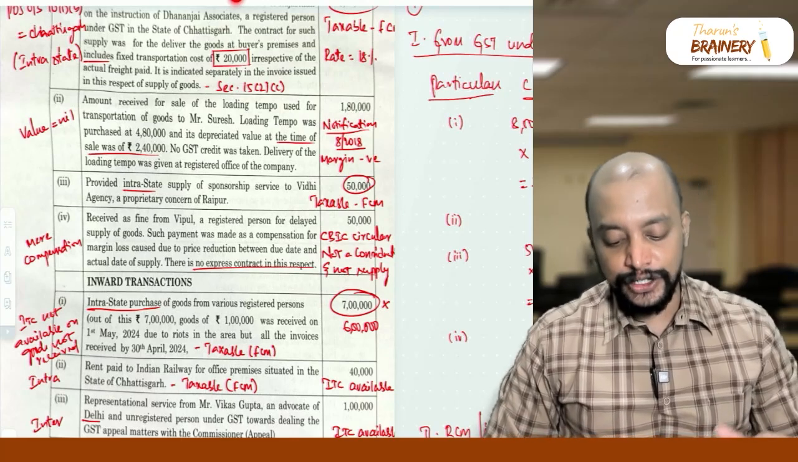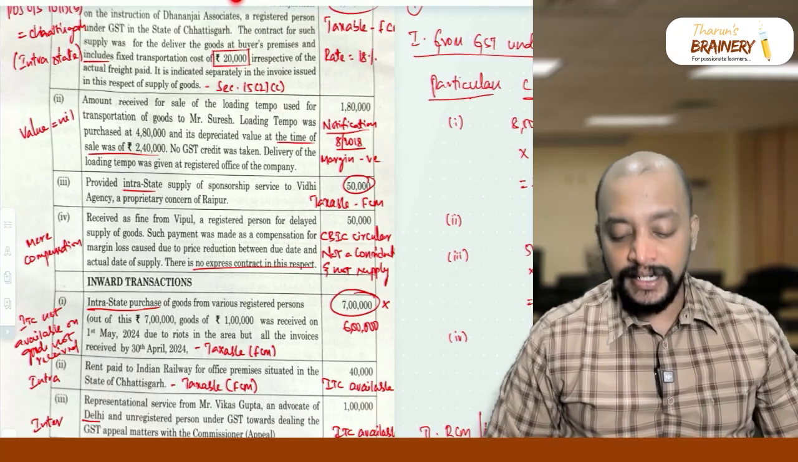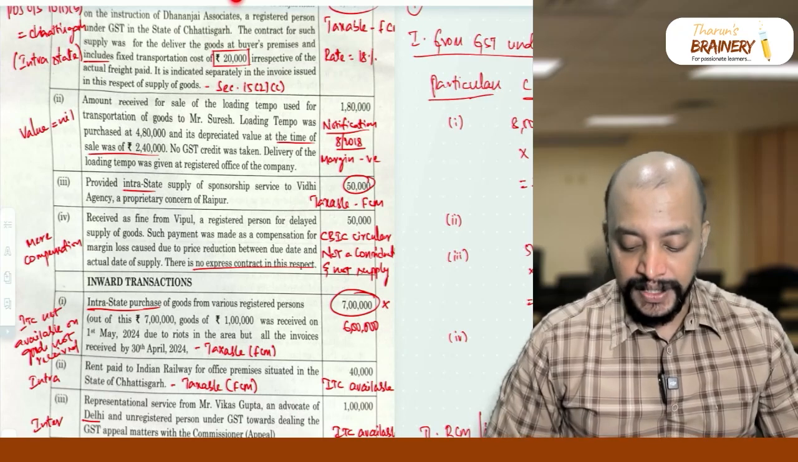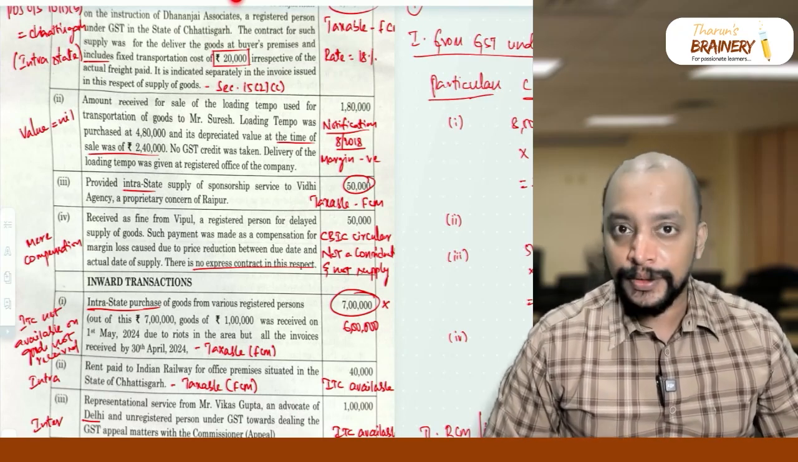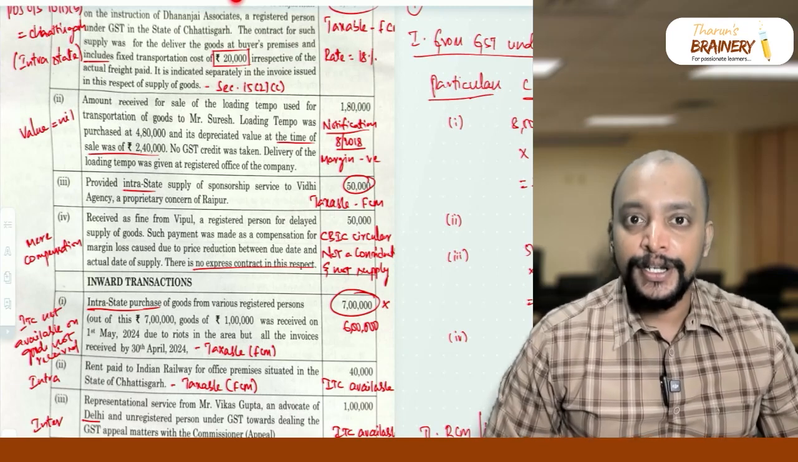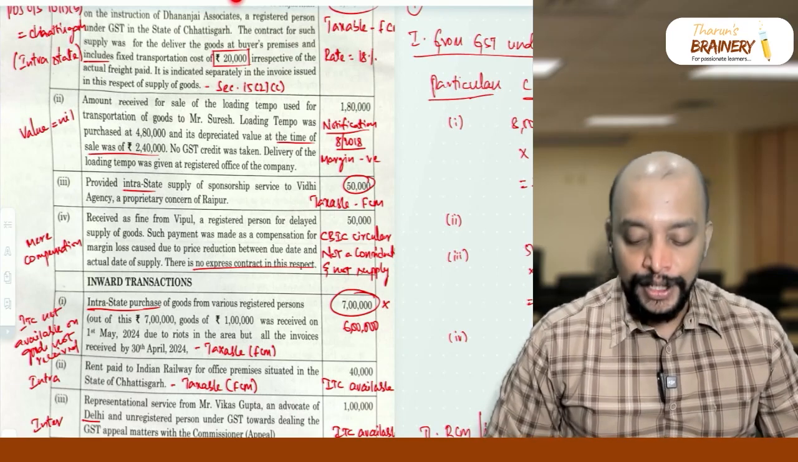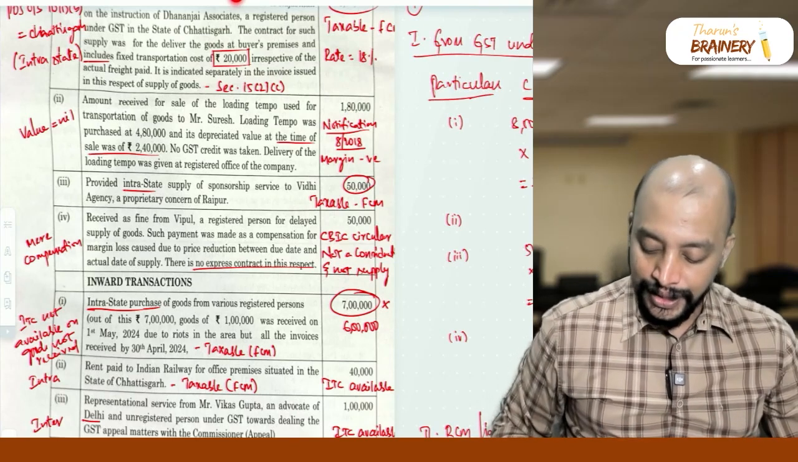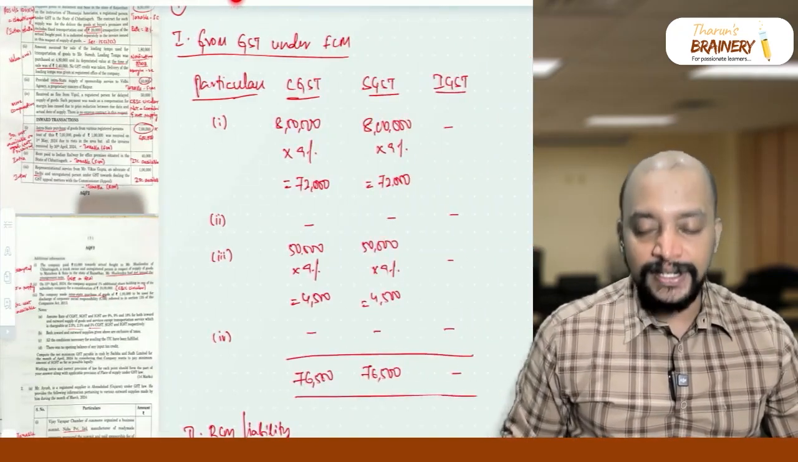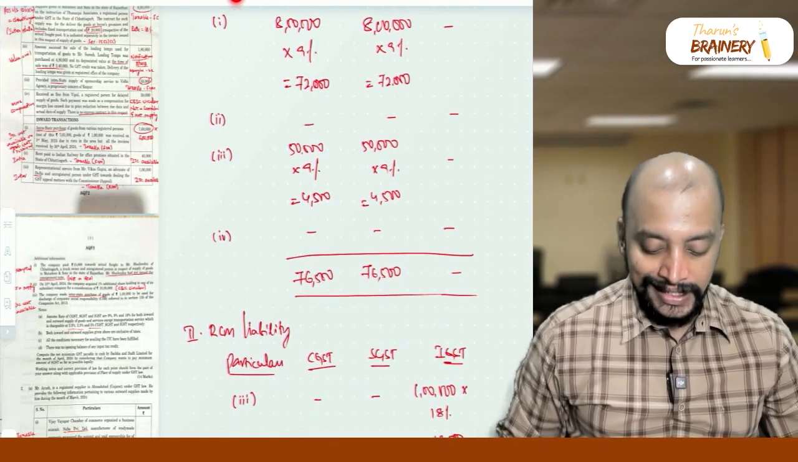Notification 8 of 2018: the margin is negative and the value will be taken as nil. Then, provided intrastate supply of sponsorship services to Vidhi Agency, a proprietary concern of Raipur. So it is sponsorship services to an individual proprietary concern, not a body corporate or firm, so it will come under FCM and it is given as intrastate. Due to that reason, 50,000 into 9% is 4,500 and 50,000 into 9% is 4,500, which is taken as the answer for this.